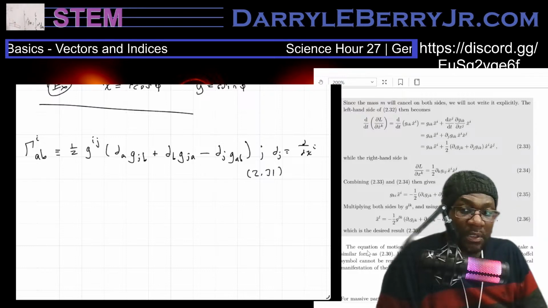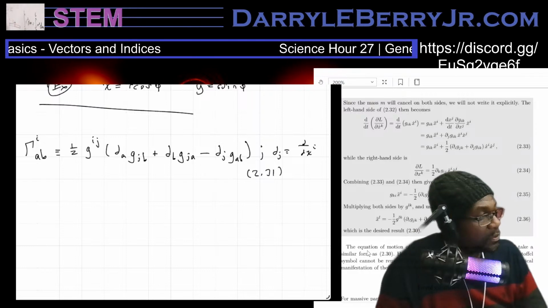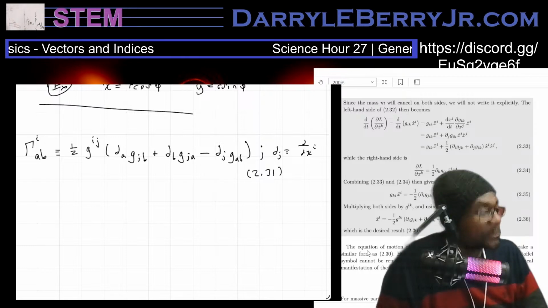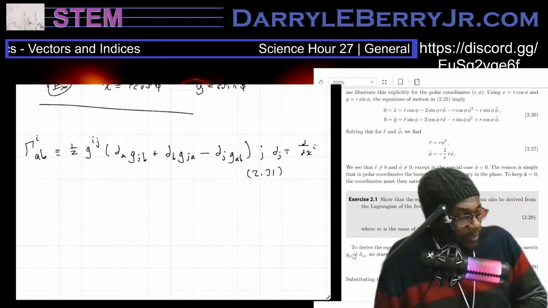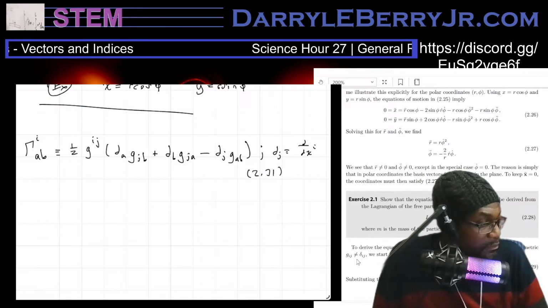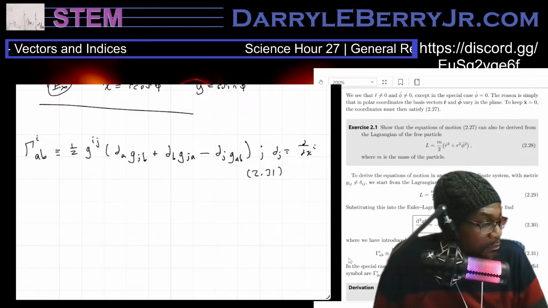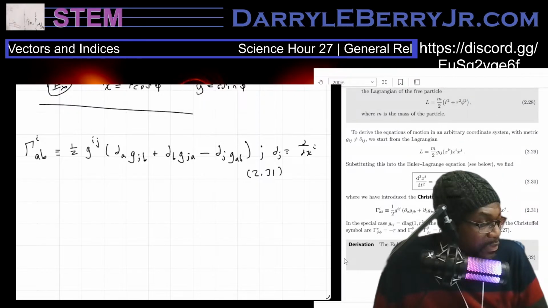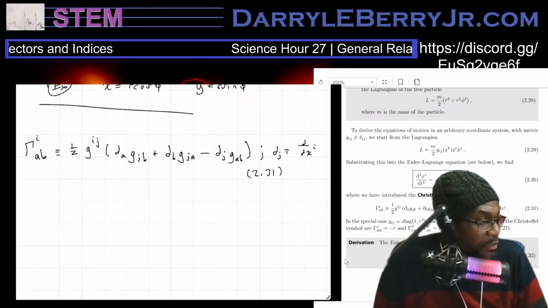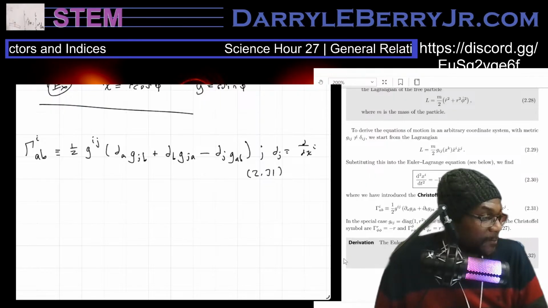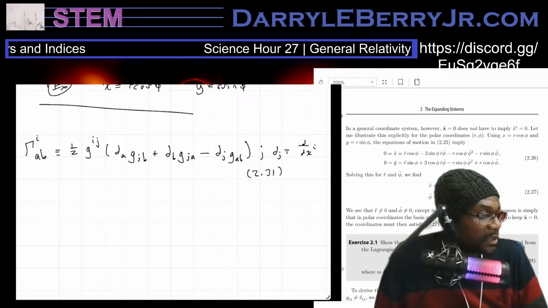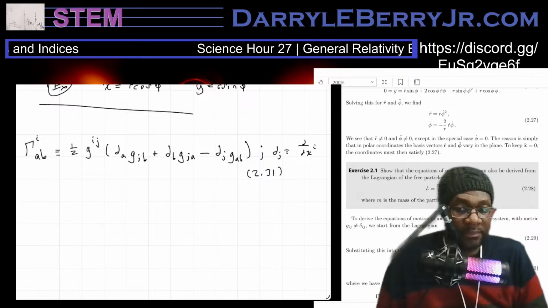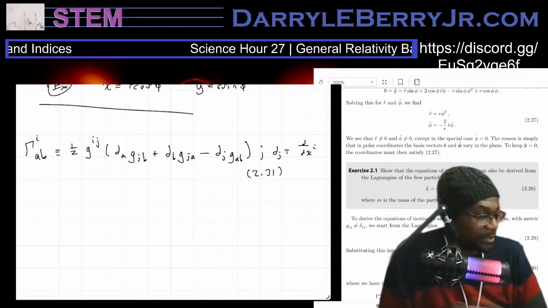Okay. So the Christoffel symbol is the result of the equations of motion from the Euler-Lagrange. Maybe I'll do that next week. Derive the Christoffel symbol. I have to figure out how that's done. Look at this very closely. I notice this book seems to skip a lot of steps.